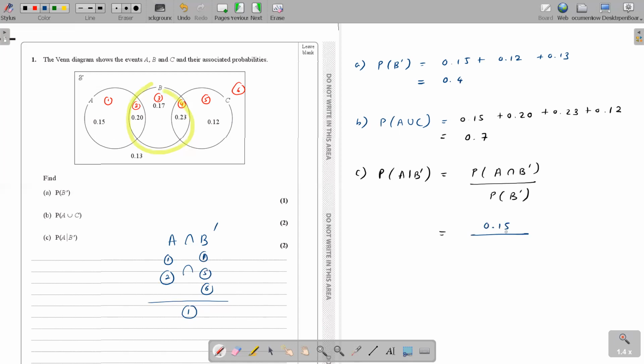And that divided by probability of B dash, actually we have found this in part A, which is 0.4. And the answer is 0.375. Okay, 0.375. So that's the answer for the first question.